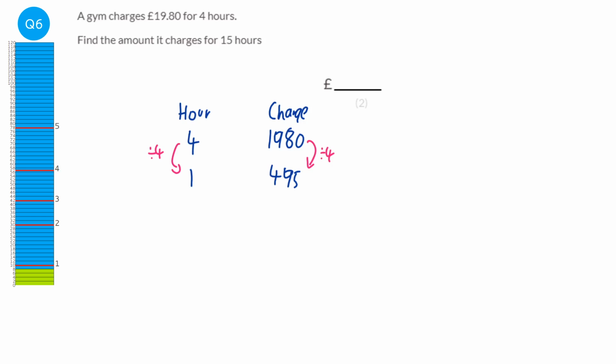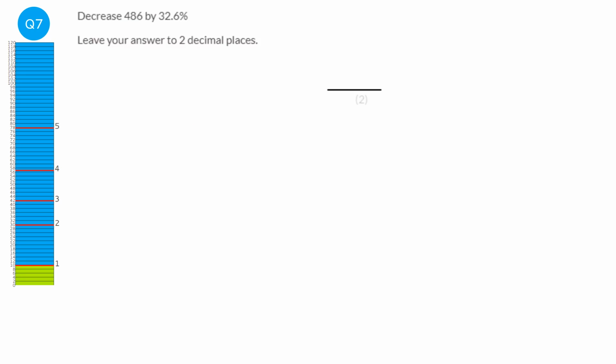Then all I need to do now is times it by 15, because 1 times 15 is 15. And so we've got 15 hours. And when I times that by 15, I get 7425. So it'd be £74.25.